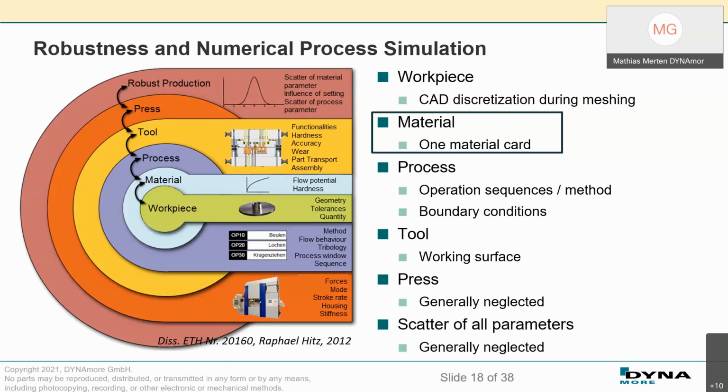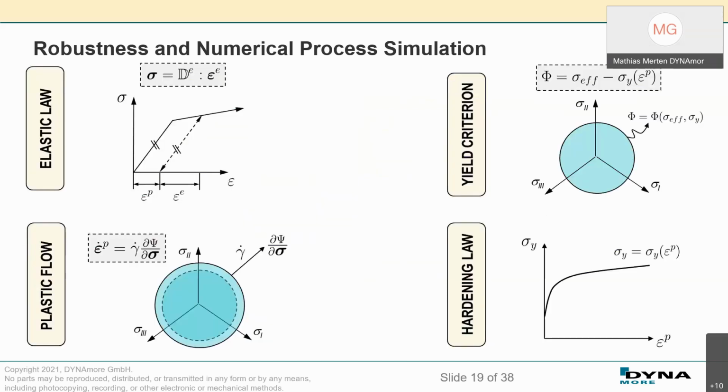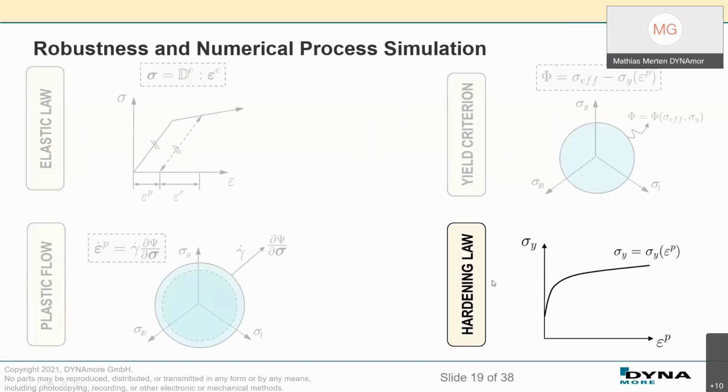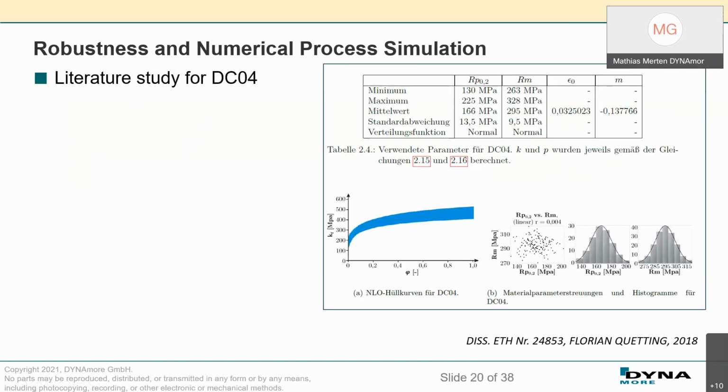As we are not a producing company, we have to stick to the literature, and we can focus on the material, as the material has a lot of published data already available. To remind you what a material law consists of: usually we have an elastic law, the plastic flow, the yield criterion, and the hardening law. We will focus on the hardening law. Every other of these aspects could also be addressed, but you need data for this. And luckily we found data for the DC04 in literature.